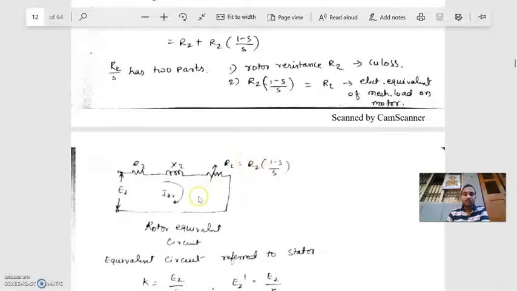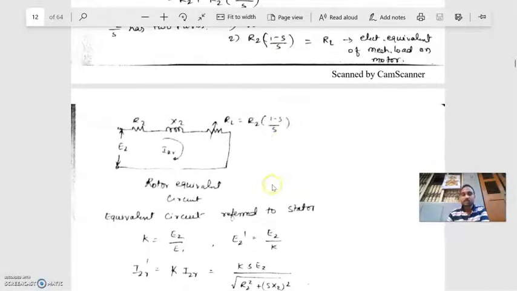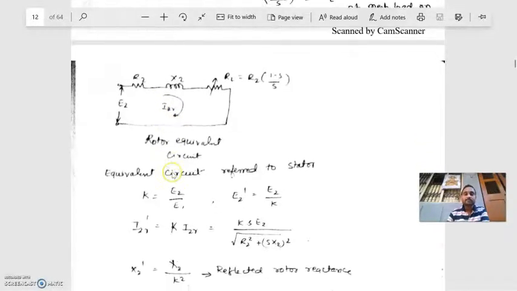So now we'll redraw the rotor equivalent circuit. In the rotor equivalent circuit there are three terms: R2, X2, and a third one called RL. RL is equal to R2 into (1 minus S) divided by S, and the current flowing here is called I2R, the rotor current under running condition.